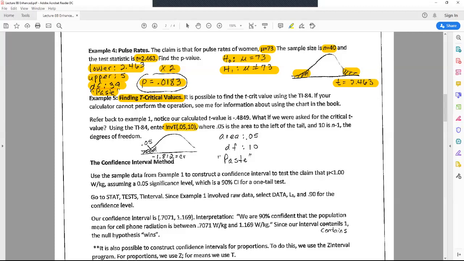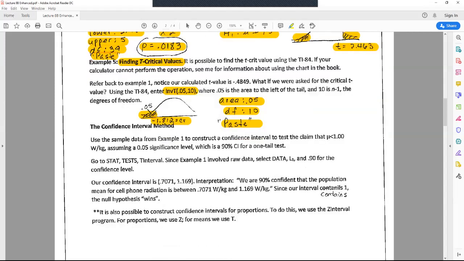We will give the area to the left. In this example, I chose 0.05. But we always have to use the degrees of freedom whenever we are using t-values. And if you look back at example 1, we had 11 values, so the degrees of freedom would be 10. So your calculator screen would look something like this. You would hit paste, and you could draw the conclusion. In this case, we get negative 1.812 for the critical value.